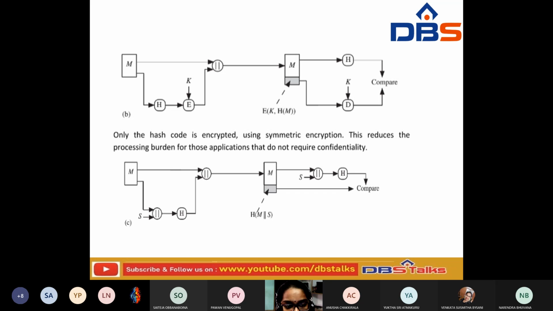If you observe message B, this is the message and this is the source code. After that we apply the hash function here, then we send the message, and before comparing, we apply the hash function there as well. Here no encryption is performed, we are just applying the hash function, and here we compare the data. So this is one example.